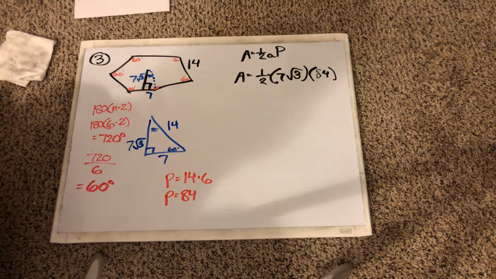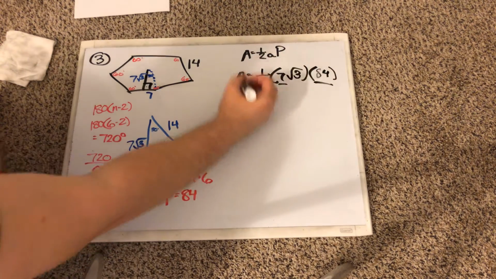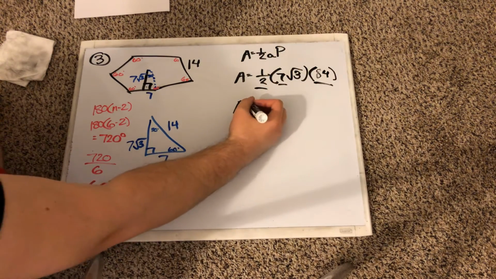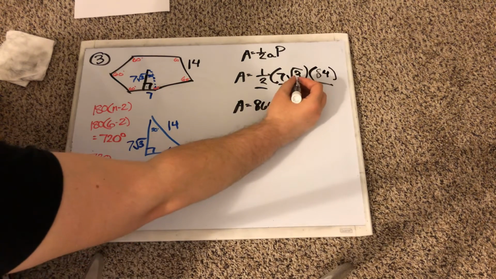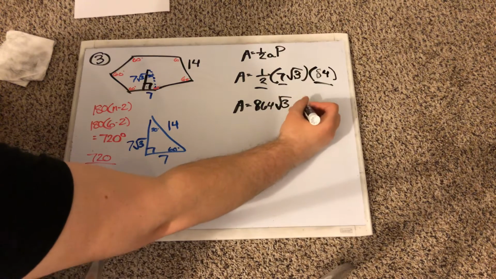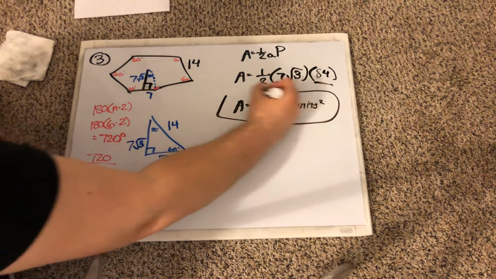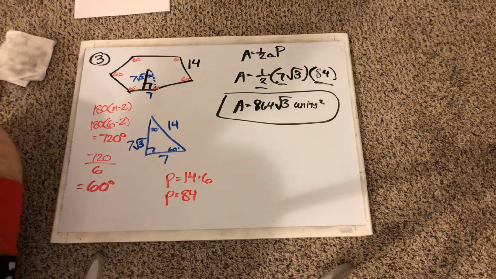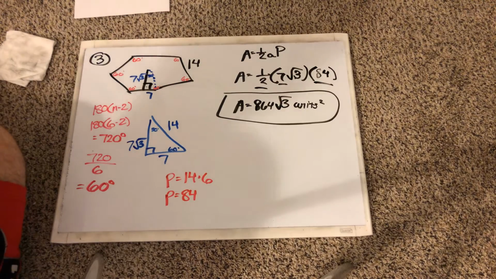So what I'm going to do is multiply the 1/2, the 7, and the 84. And that comes out to be 864. We cannot forget about this square root 3, and then units squared. Just like I tell you, leave it in terms of pi, leave it in terms of radicals as well. If you can break it down, break it down. We can't break this down, though.